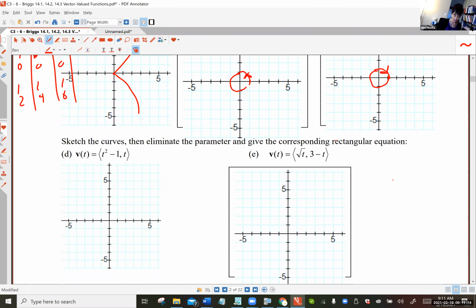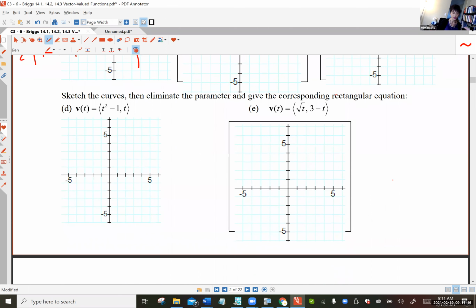Okay, now let's do something else you were supposed to have done in your Calc 2 course. Not only graph, but eliminate the parameter. Eliminate the parameter means you're going to get rid of the t, the parameter, and give a single rectangular equation that has only x's and y's in it, because you got rid of the t. And that rectangular equation has to match the parametric equation. So let's do letter D first.